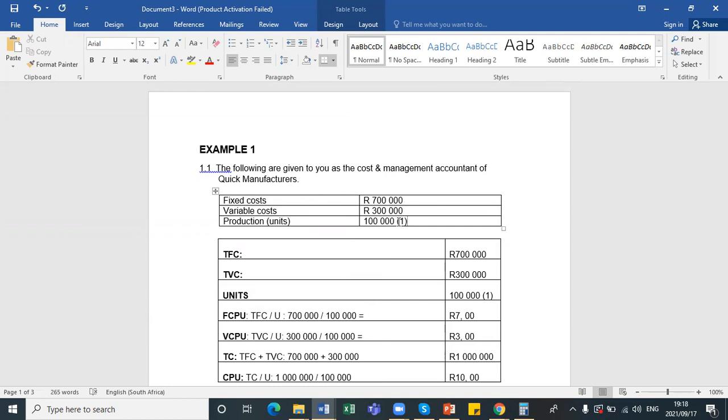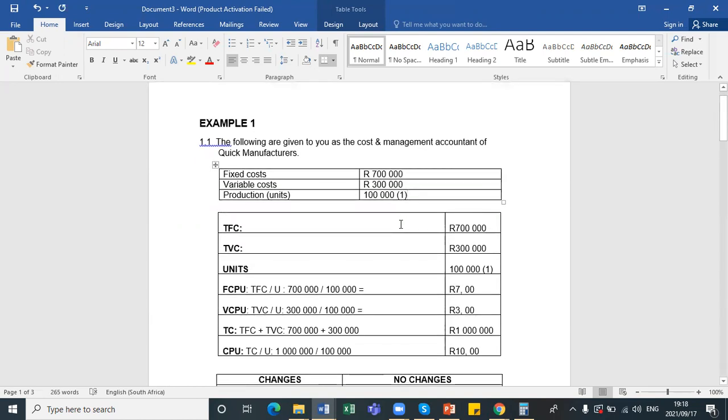Now, like I give with each activity, there's a little template, and this template is there to assist you to do the calculations. The first thing you must put in there, identify your total fixed cost, which is 700,000. Then my total variable cost is 300,000. Then the units is 100,000. Now you need to calculate fixed cost per unit at the first level. There's only one formula, total fixed cost divided by units. And our total fixed cost was 700,000 divided by 100,000 units, gives you 7 Rand. Then we've got to calculate variable cost per unit. You take 300,000 divided by 100,000, gives you 3 Rand.